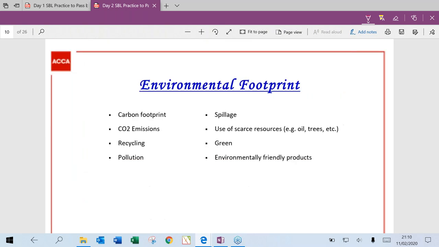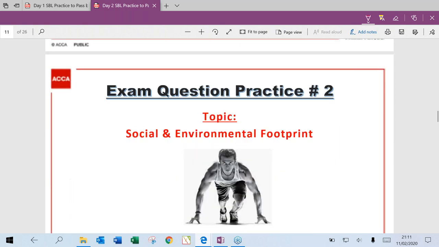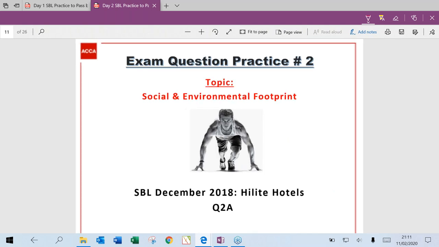Similarly, when we talk about environmental footprint, it simply means the effect the organization has on the earth, the ecological environment. So these are some keywords which are part of environmental footprint: carbon footprint, CO2 emissions, recycling, pollution, spillage, use of scarce resources like oil and trees, green, environmentally friendly products or environmentally friendly production processes or machineries. All these are the buzzwords we have to talk under environmental footprint.